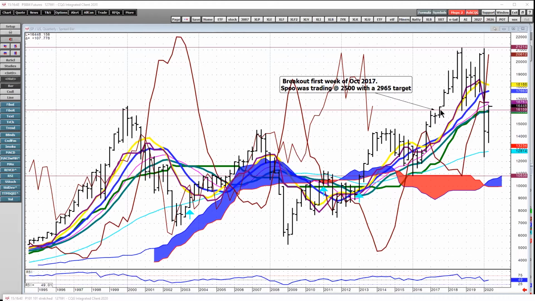Now think about that for a second. We started this up move in the S&Ps off a major low while everybody still had a fundamentally bearish view. And we've just rallied 3,000 points in the NASDAQ, almost 1,000 points in the S&Ps, and everybody's still giving you a bearish argument.